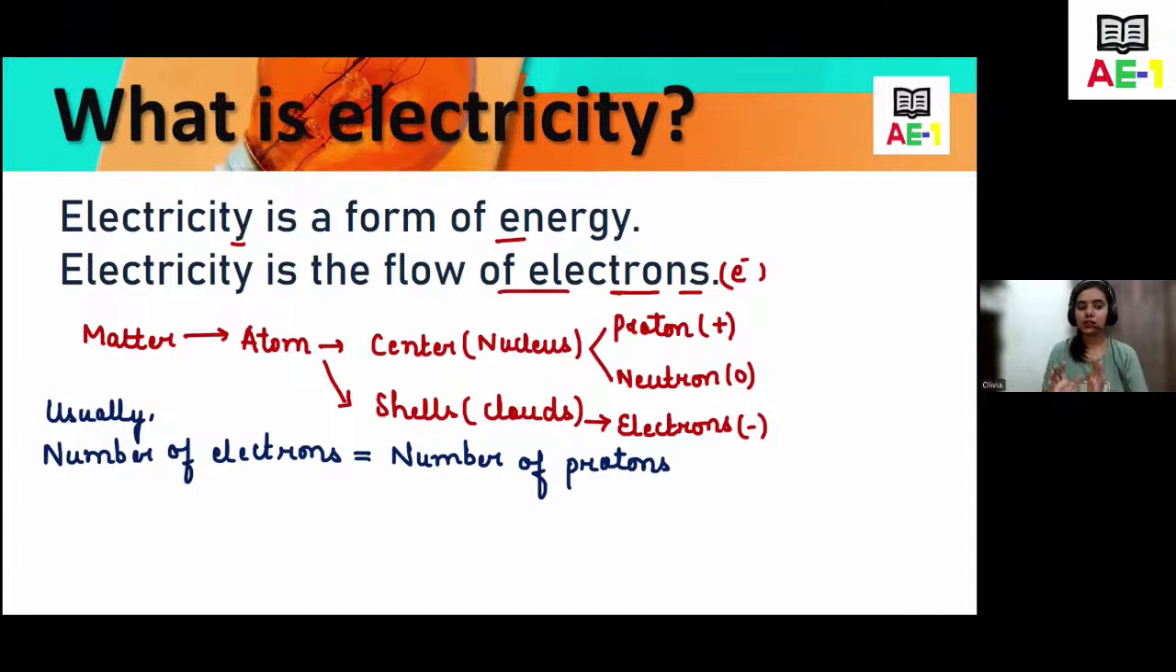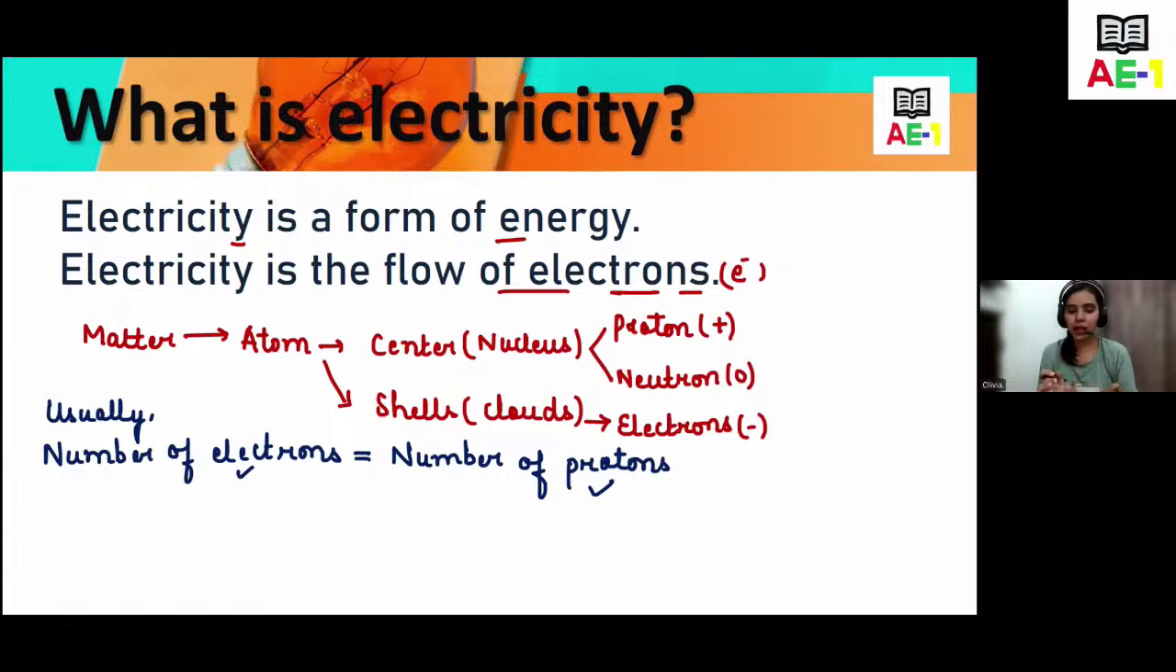Why are we calling it neutral? Because we know that the charge of an electron and the charge of a proton are equal in magnitude. It's just that one of them is negative and the other one is positive. So they will cancel out each other and your atom will remain neutral. There won't be any charge on it.